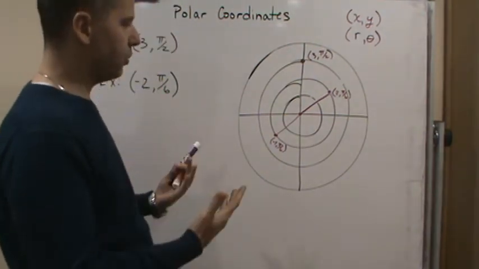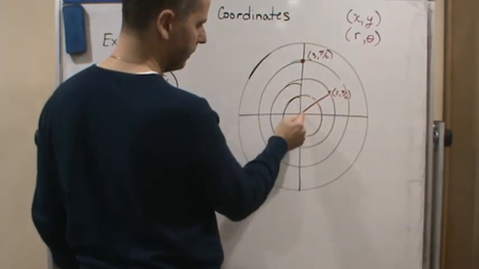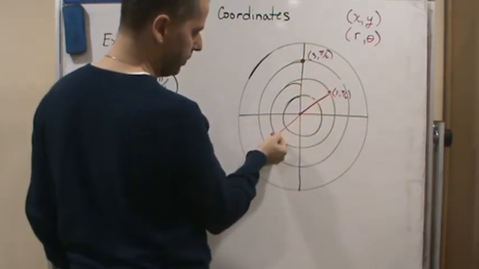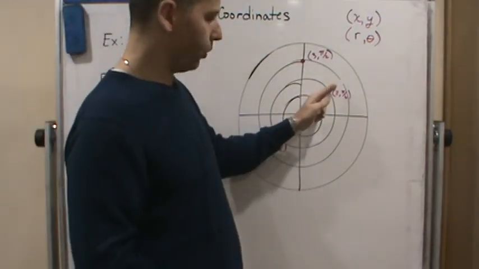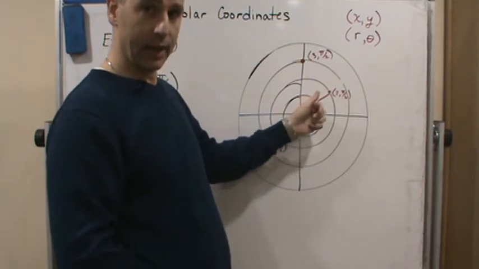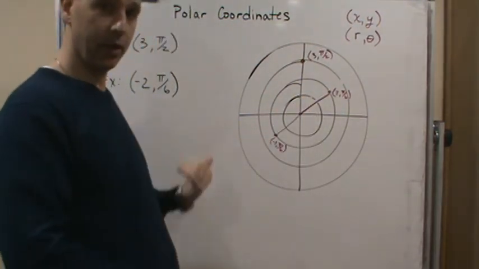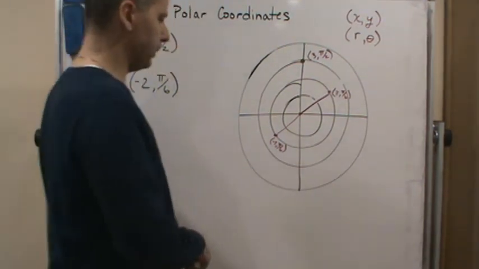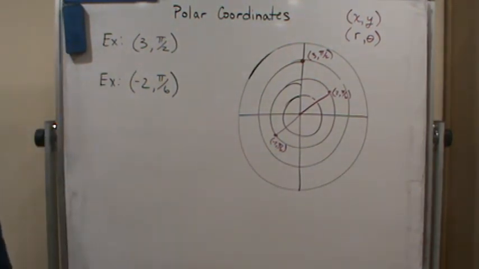Or you can just do it in your head and say, okay, I'm going to go pi over 6 in the counterclockwise direction, but then just go negative, meaning the opposite direction. Positive would go in the same direction as the angle. Negative would be to go the opposite direction, 180 degrees the other way. Okay? So that's how you would plot this point here, (negative 2, pi over 6).